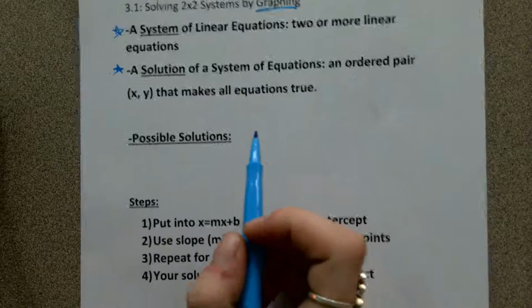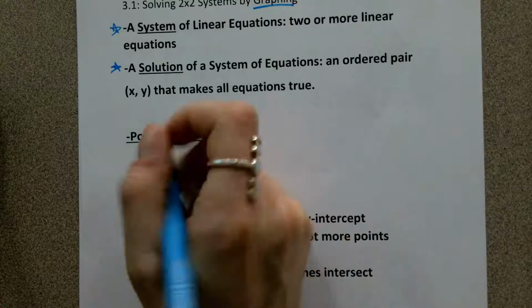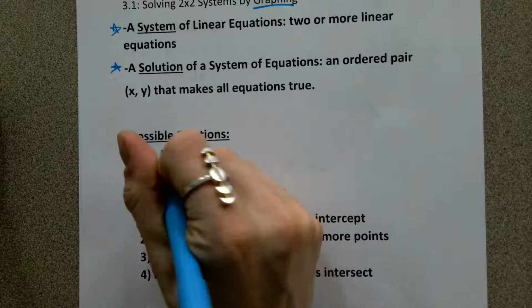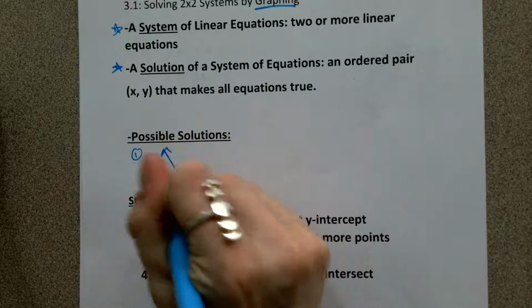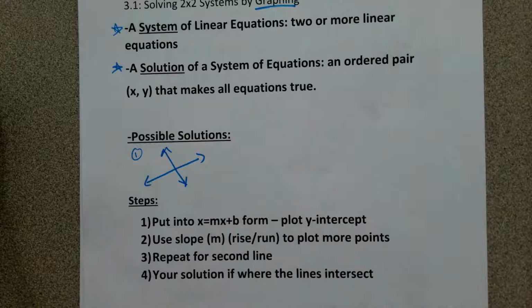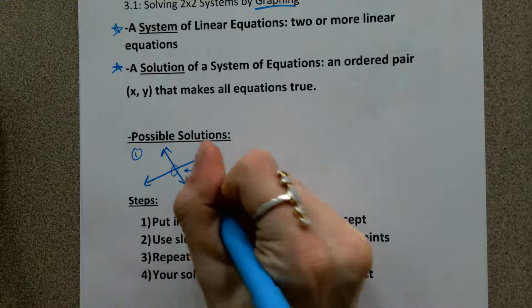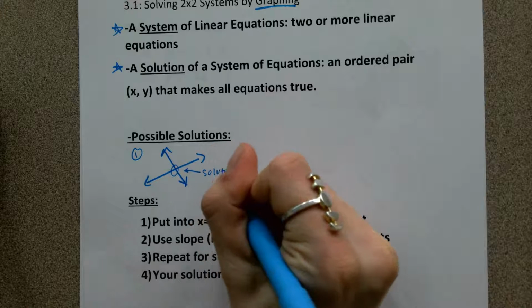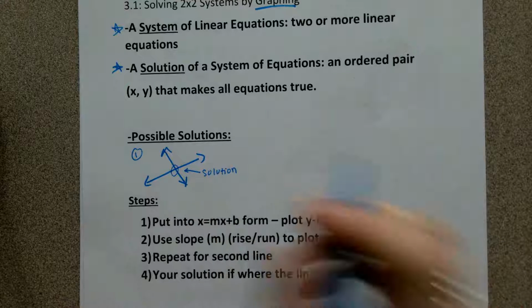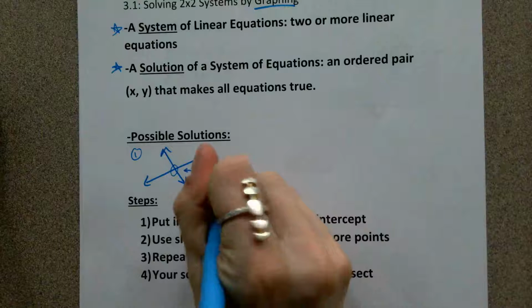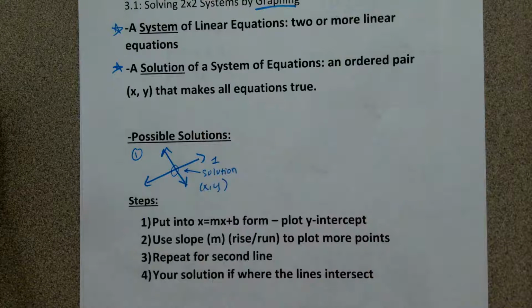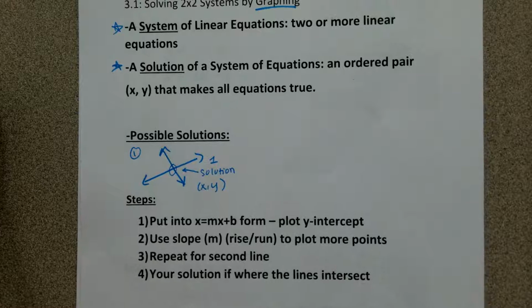So there are 3 possible solutions. Number 1 is we can have 2 lines that intersect at one point, and that point is our solution. So it's our x comma y coordinate, our one solution. Our x comma y coordinate where those 2 lines intersect.